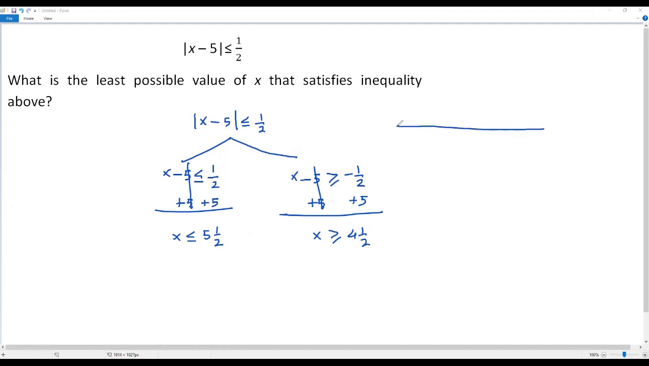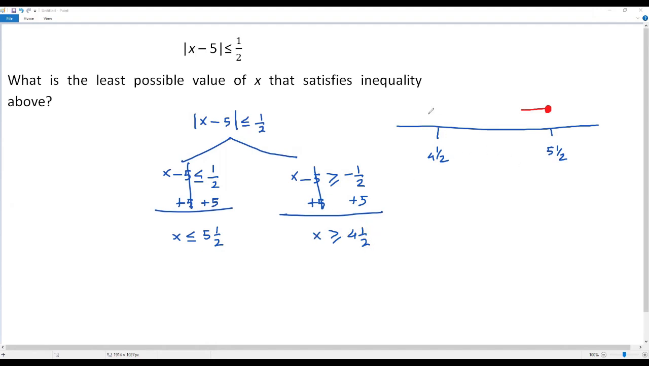Now let me draw a number line over here and mark the smaller value. So here 4 and a half is the smaller value and the bigger value is 5 and a half. Since x is less than or equal to 5 and a half, we can take a filled circle over here because x can be equal to this value or less than this value, which means we draw a line to the left side of this value. And here x can be equal to 4 and a half or greater than 4 and a half.